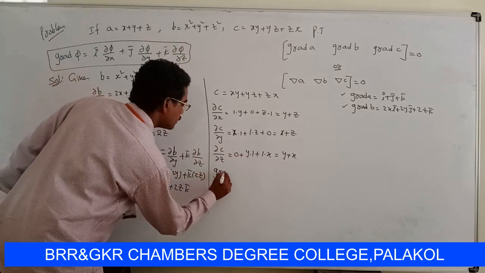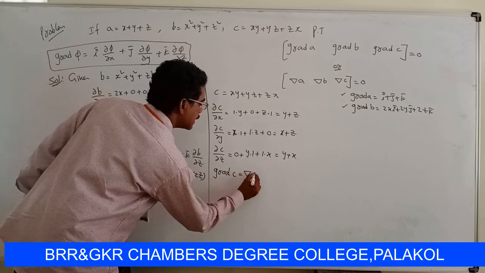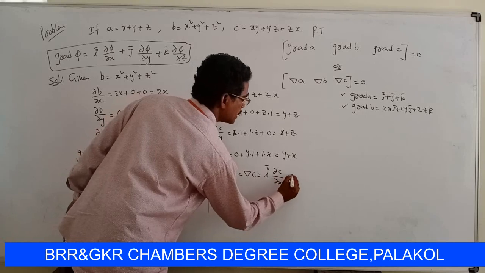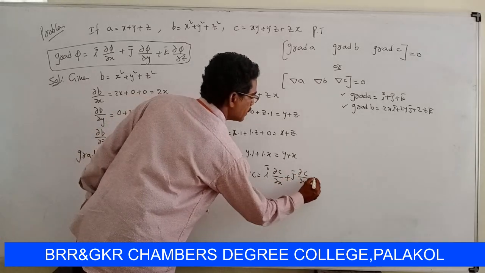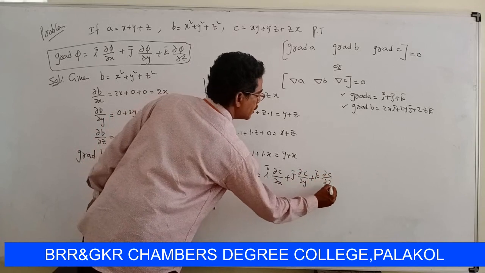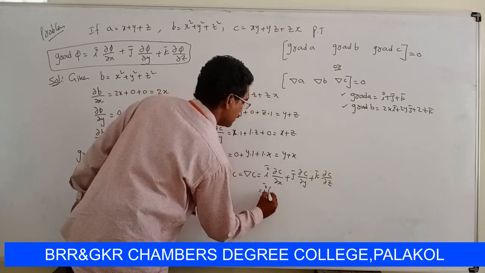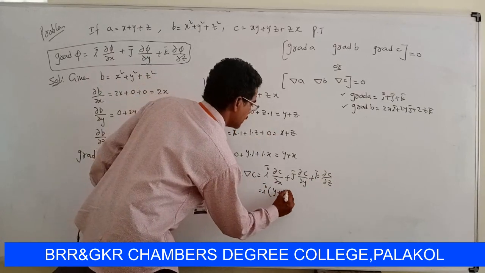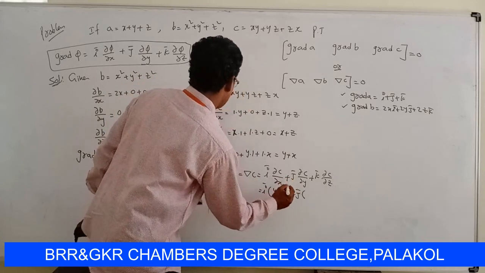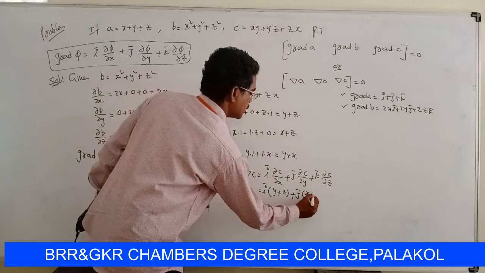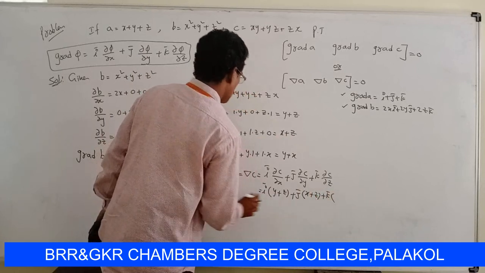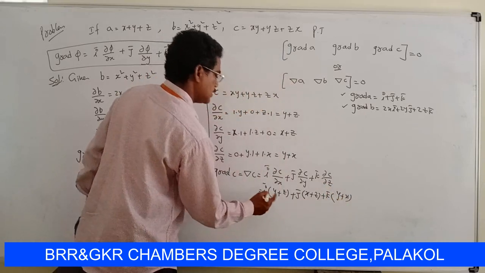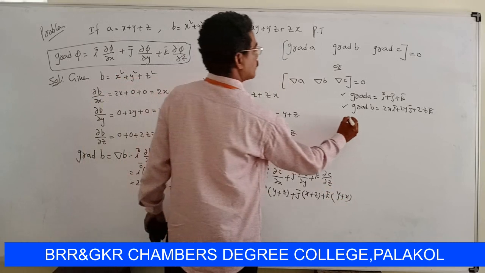Now grad c, that means del c equal to, formula is i dou c by dou x plus j dou c by dou y plus k dou c by dou z. That means i into dou c by dou x means y plus z, plus j into dou c by dou y means x plus z, plus k into dou c by dou z means y plus x. So this is the value of grad c.